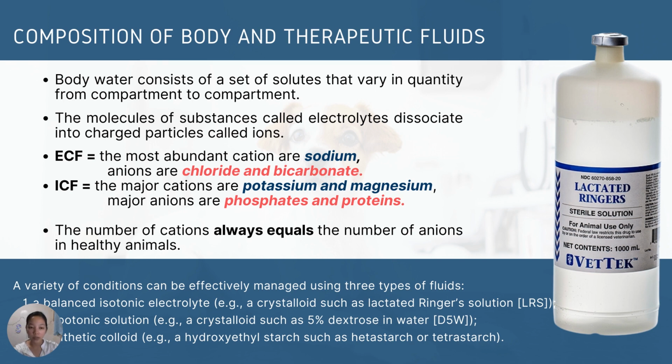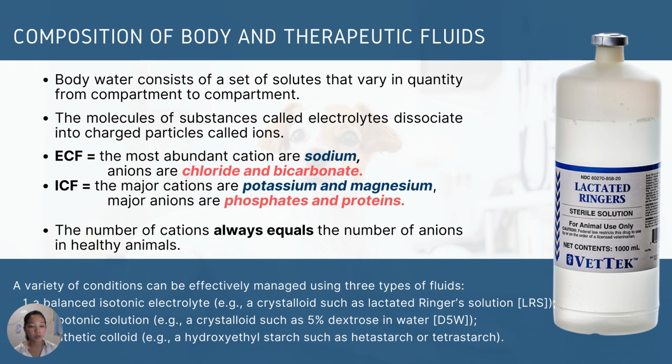In the extracellular fluid, the most abundant cation is sodium, and the most abundant anions are chloride and bicarbonate. However, in the intracellular fluid, the major cations are potassium and magnesium, while the major anions are phosphate and proteins. The number of cations always equals the number of anions in healthy animals, which is why therapeutic fluids are described as balanced if they resemble ECF in composition and considered unbalanced if they do not.